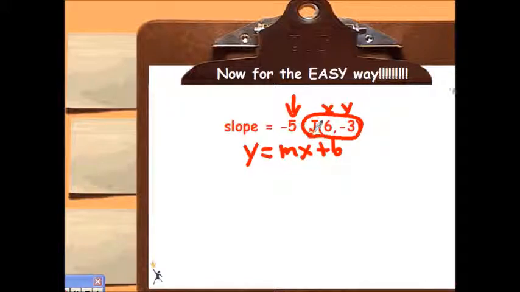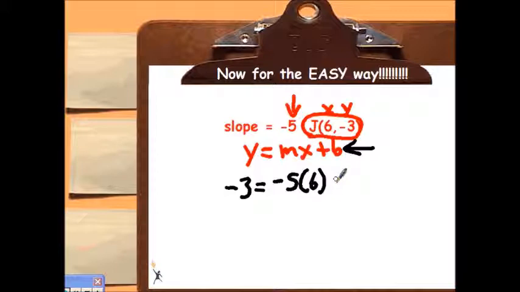So it has to work for this x and y coordinate. So I'm going to go ahead and use those to help me figure out the one unknown, and that's my y-intercept. So watch. Y, which is the -3, equals slope times x, which is 6, plus b, my y-intercept, which I don't know. Simplify and solve.